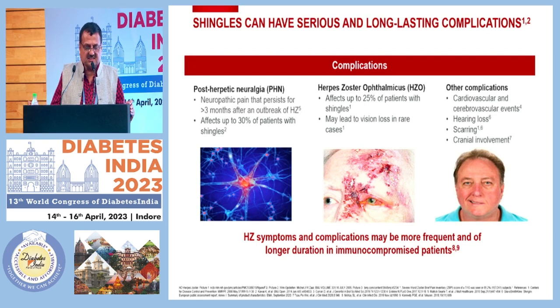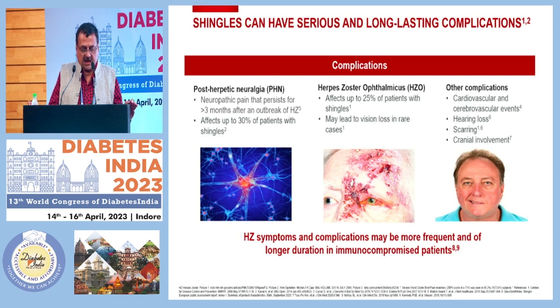Now, shingles can have serious and long-lasting complications. What are they? Number one is post-herpetic neuralgia. This neuropathic pain persists for more than 3 months after an outbreak of herpes zoster and affects up to 30% of the patients with shingles.